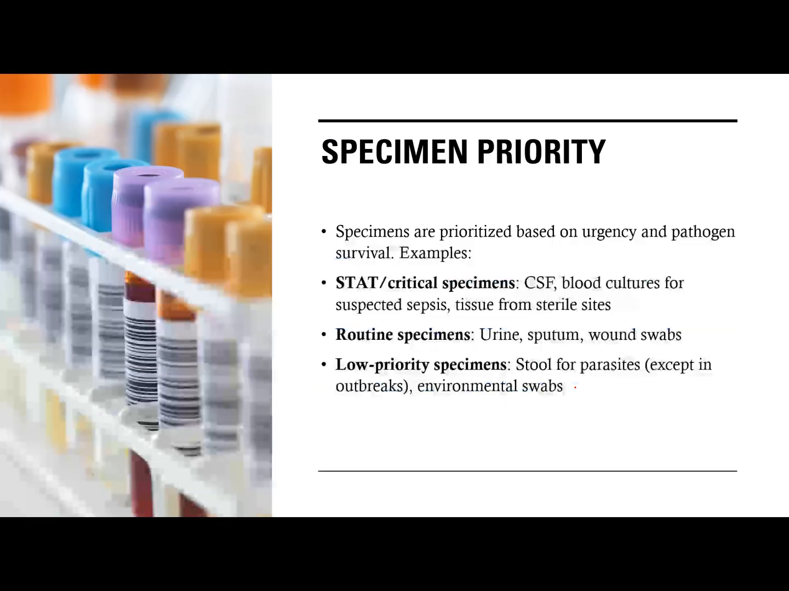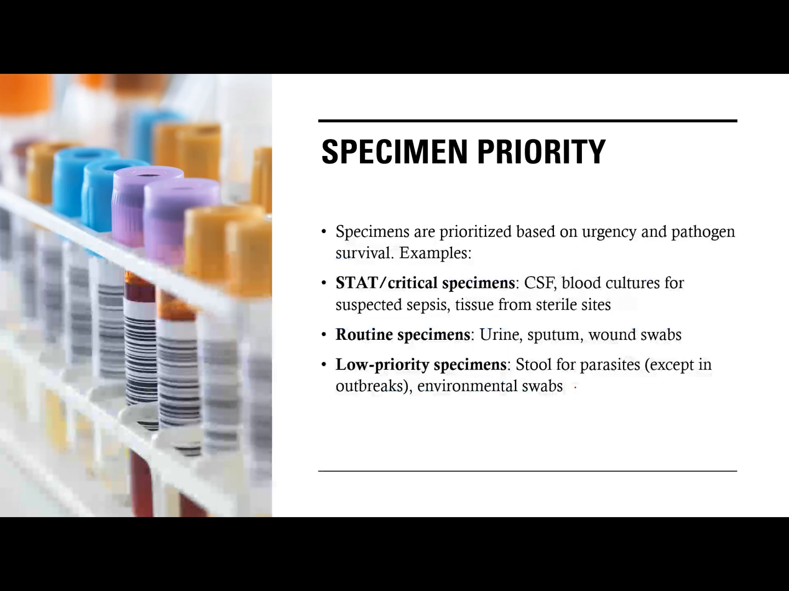Then specimen priorities. Specimens are prioritized based on urgency and pathogen survival. Examples are STAT or critical. So usually used for CSF, blood cultures for suspected sepsis, tissue from sterile site. Then routine samples such as your urine, sputum, wound swabs. Then low priority samples, stool for parasites, environmental swab.